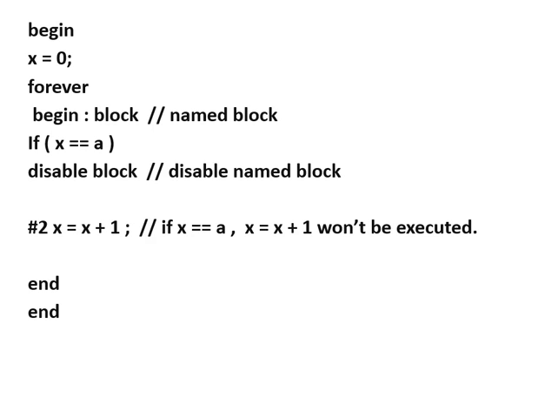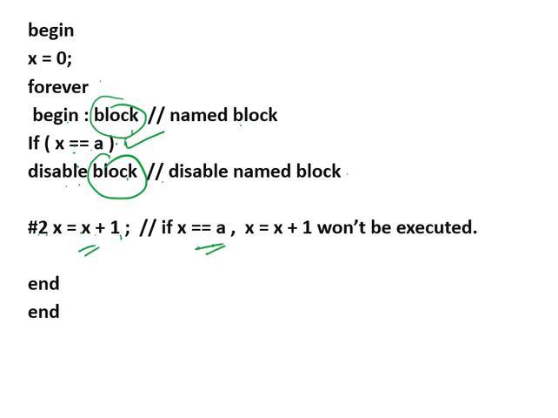The next one is begin, x equal to 0, then forever, which means it runs infinitely, for an indefinite period of time. Then begin, then colon, then block. So the name of the block is block, this is a named block. If x equal to a, then disable block. So this disables the named block, and this name and this name are same. The next statement is hash 2 x equal to x plus 1. If x equal to a, this condition is satisfied, then this line won't be executed because it will exit from, it will terminate this block.